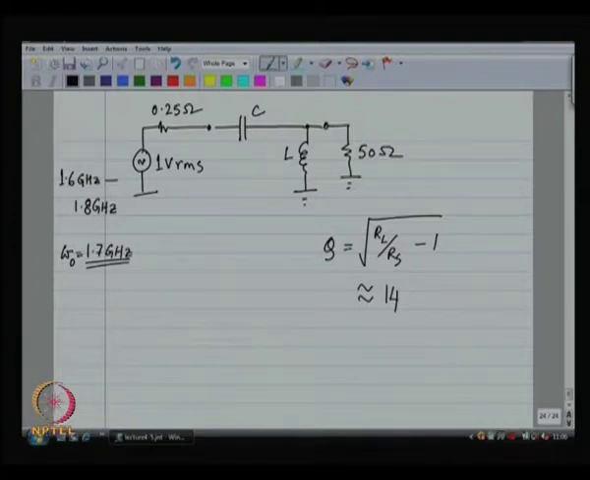Yeah, 196 is 14 squared. Okay. So, I need a Q of about 14, which tells me what is the exact value of the inductor, right. Once you know the Q, you can figure out the exact value of the inductor. 1.7 gigahertz times 2 pi, that is my omega naught.